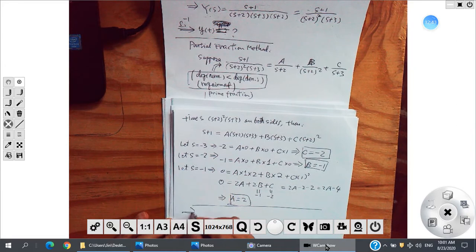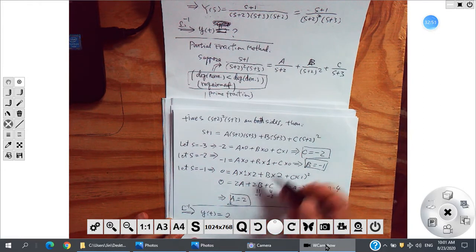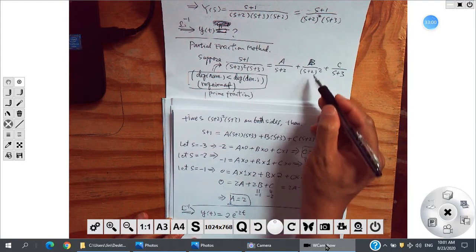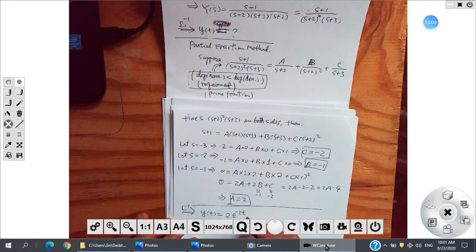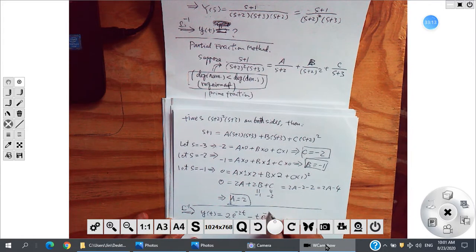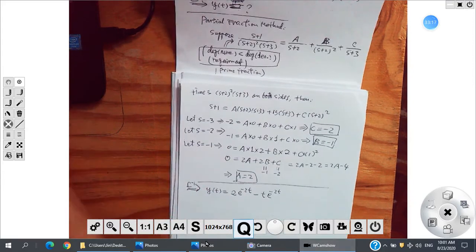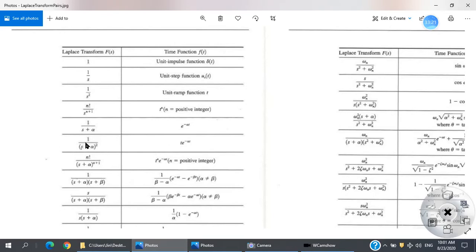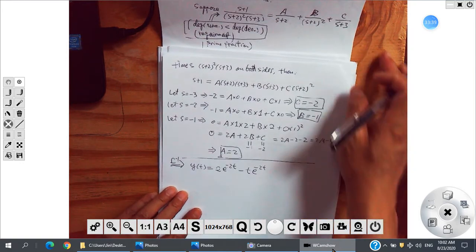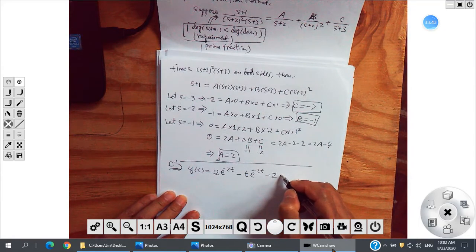So, by inverse Laplace transform, we can have y of t equal to: A is 2, and this one goes to the time domain as e to the negative 2t, right? And the second one, B is negative 1, so minus. And this is squared. You need to check the table. It will be t times e to the negative 2t. You can find it from the table. This one, you see? 1 over (s plus alpha) squared is t times e to the negative alpha t. The second term. And the last term is C over s plus 3, and C is negative 2. So here is minus 2 e to the negative 3t.